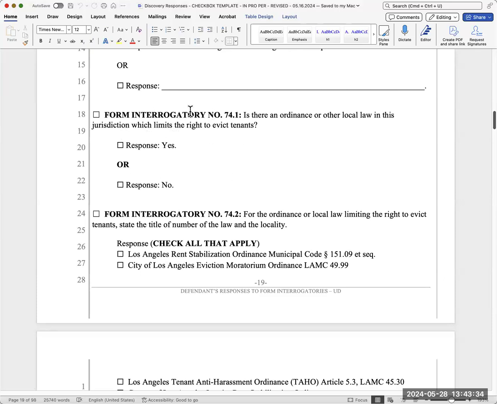And in most areas in LA County, there is some level of protection for tenants against an eviction. The landlord can't just evict you for no reason. They have to have, there's some level of protection, right? In LA County, you should double check to make sure that in your specific area, there is some level of protection. It may not apply to you, but there's an ordinance or local law which limits the right to evict tenants. If it exists, even if it doesn't apply to you, you can put yes or no here.